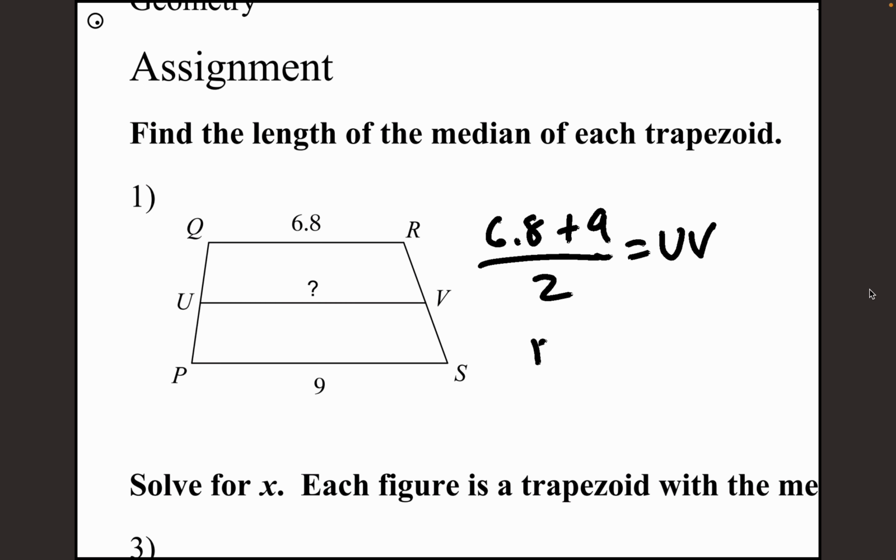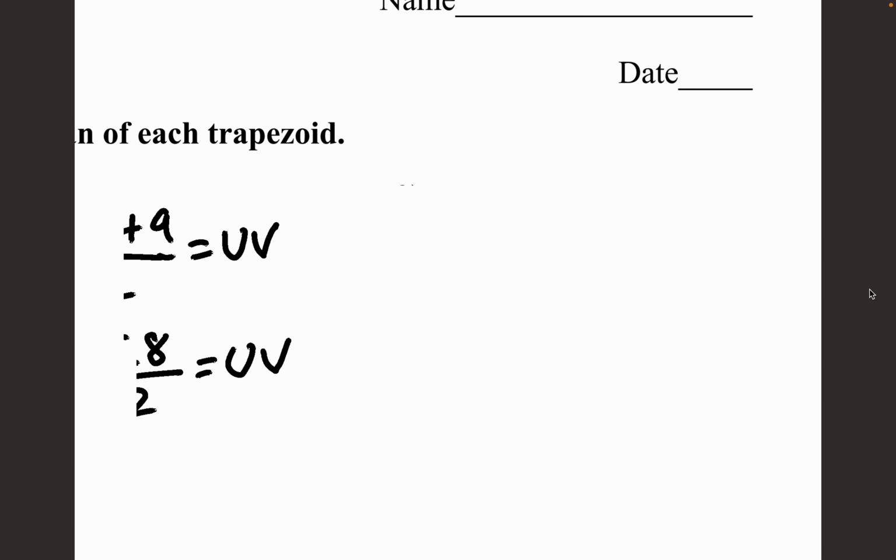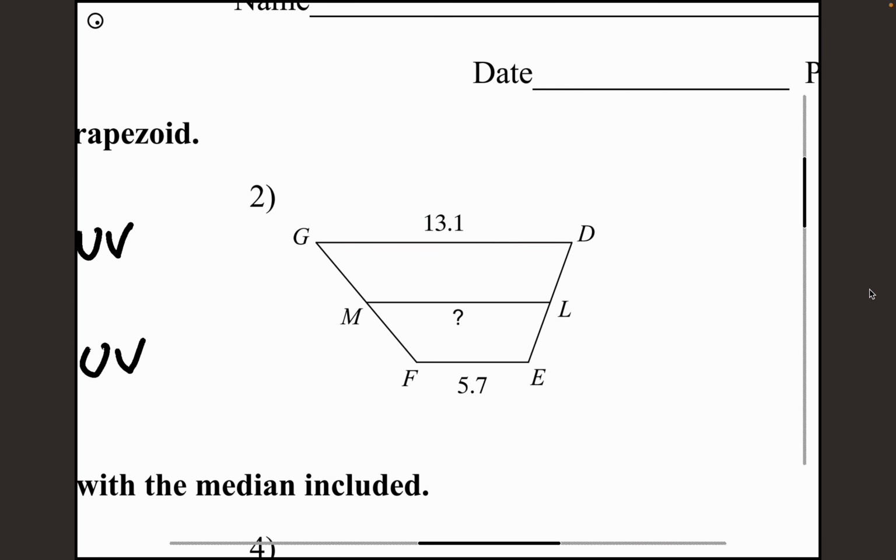That is going to be 15.8 divided by 2 equals UV. And then divided by 2, UV equals 7.9. So our value is going to be 7.9 for UV. Okay, perfect. Now feel free, look at the next one, pause the video and try this one on your own.